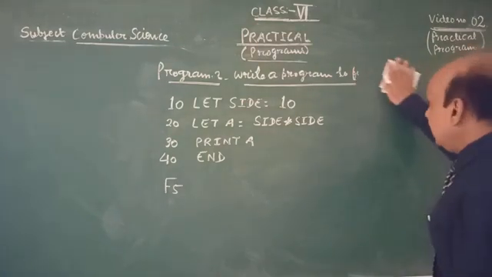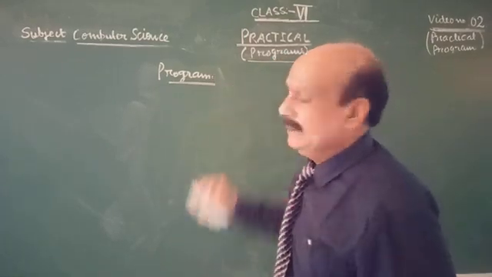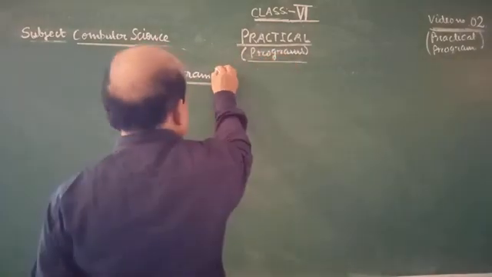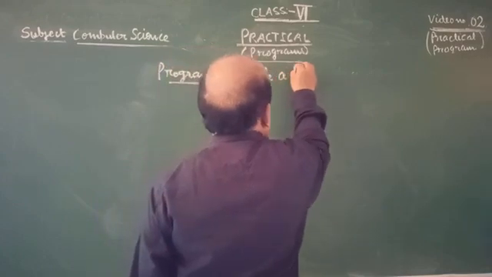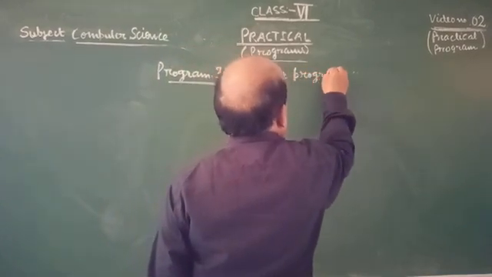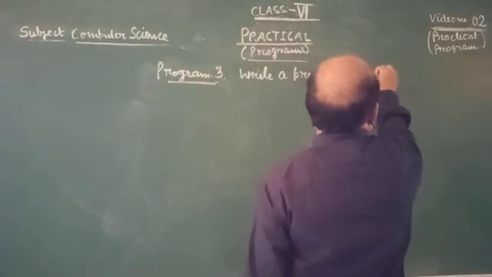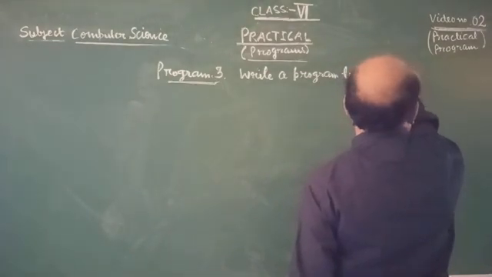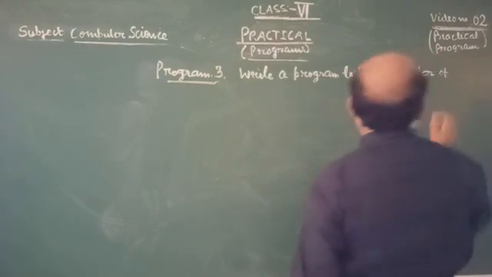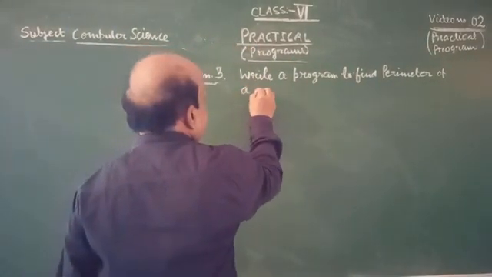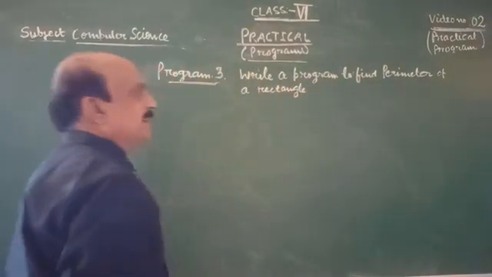Now come on. The next program, number 3. Write a program to find the perimeter of a rectangle. Perimeter of a rectangle. This is the third program.